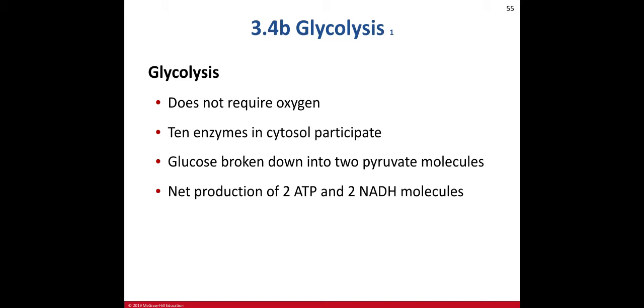So let's look at each step a little bit more in depth. Glycolysis, again, can happen without oxygen. It's going to need 10 enzymes in the cytosol to make it work. You will not need to memorize all 10 of the enzymes. Just get that out of your mind now. But knowing that there are 10 and then some of the ones we specifically look at will be very helpful. The glucose is broken down into 2 pyruvate molecules. So our net production here is 2 ATP and 2 NADH molecules.